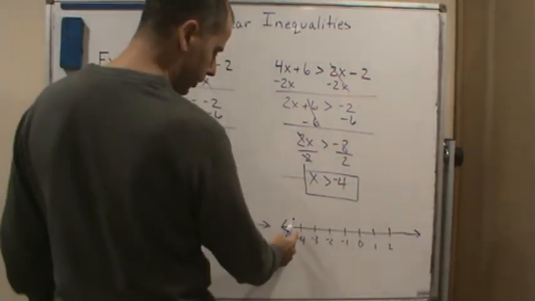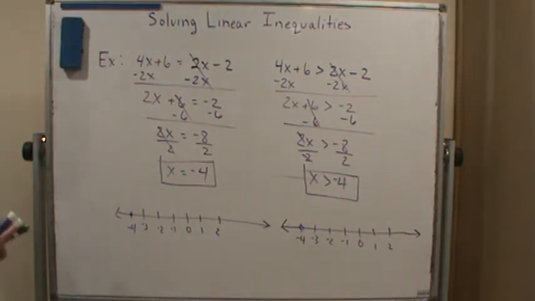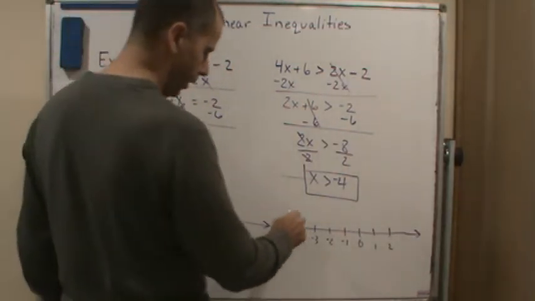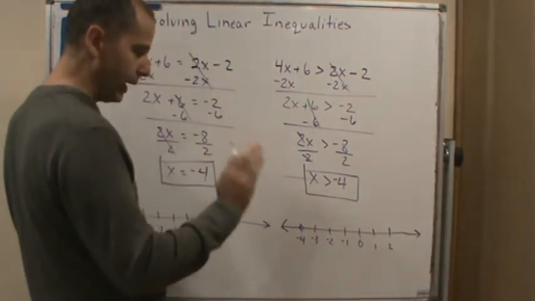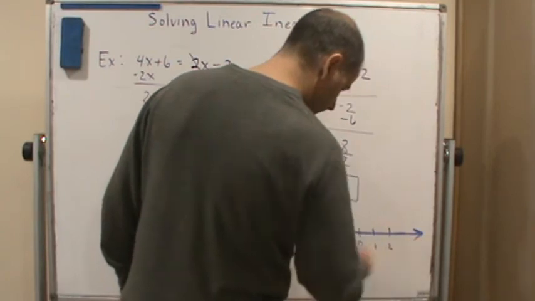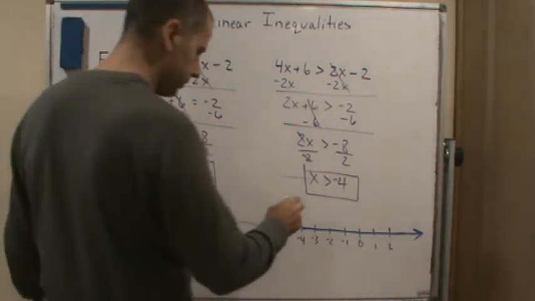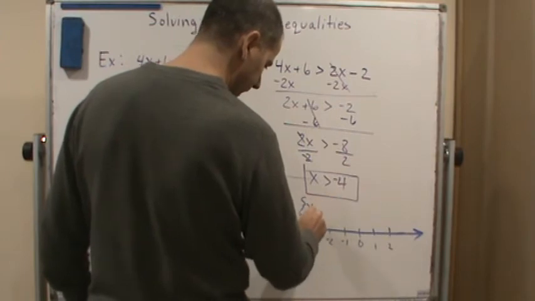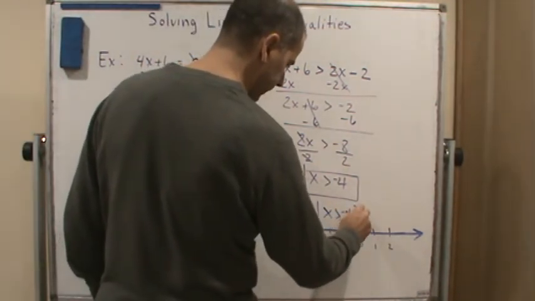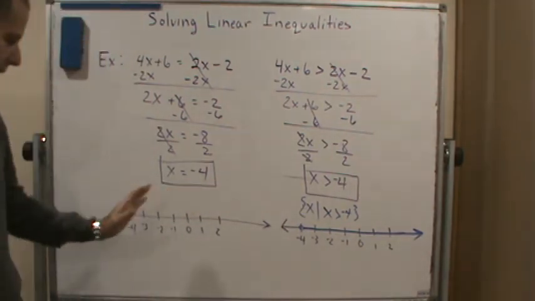So I'm not going to include -4. I'm going to put an open circle, which tells me that I want everything except -4. I do not want to include -4 in my solution set. Then I want everything that's greater than -4. Which way is greater than? To the right. So now I'm going to shade in everything to the right. That's how I would graph my solution set. Or in other words, if I used set builder notation, you would say I want the set of all values of x such that x is greater than -4. That's my solution.